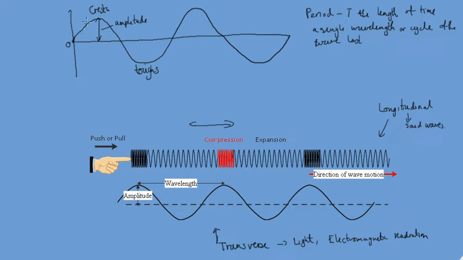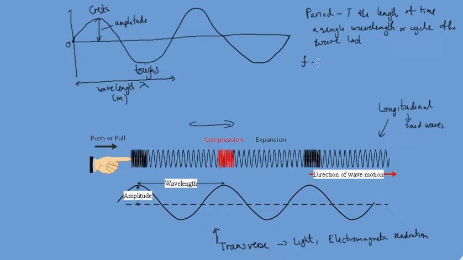So it starts here, this would be half a wavelength, and that's a full wavelength. You can measure the wavelength from any two identical points on the wave. So this is wavelength, and we use the symbol lambda to denote wavelength, and it's typically measured in meters.